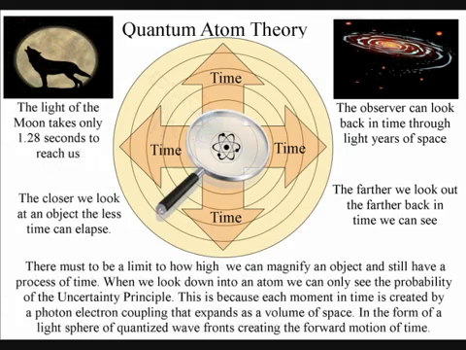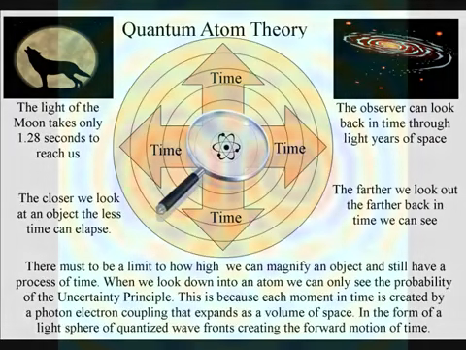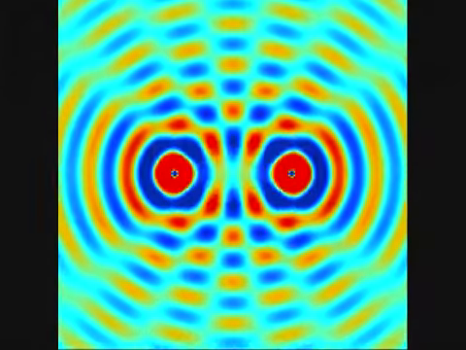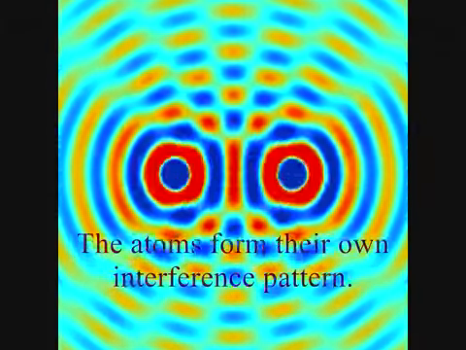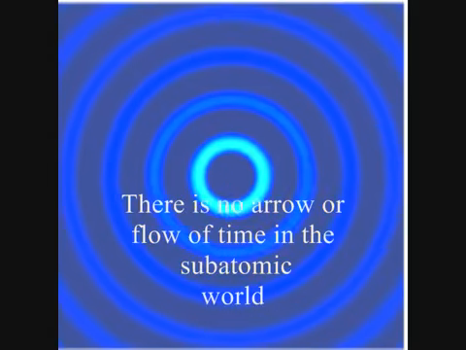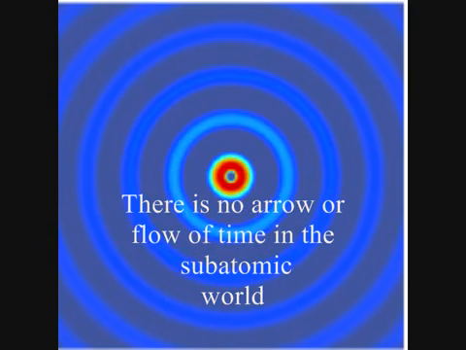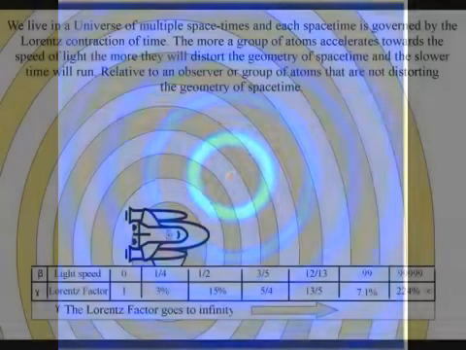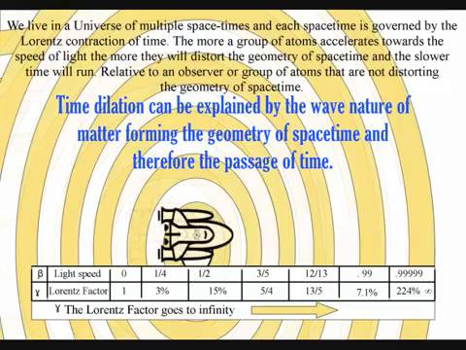When we look down into an atom we can see time-dependent quantum mechanics when the atoms bond together, forming the beauty of their own symmetry and geometry. But when we zoom in on an individual atom we find time-independent quantum mechanics, and there is no flow or arrow of time, and all we have is the measurement problem.